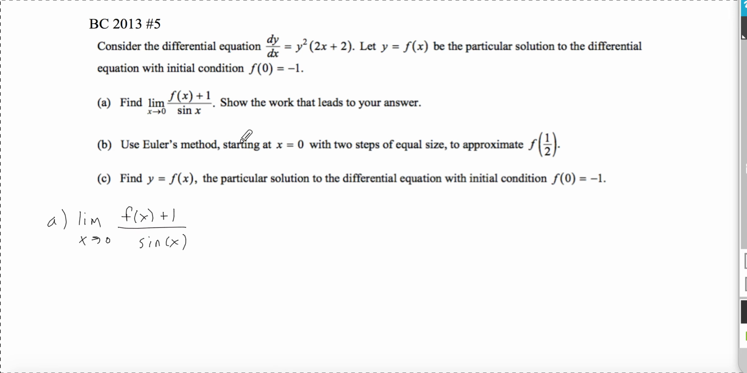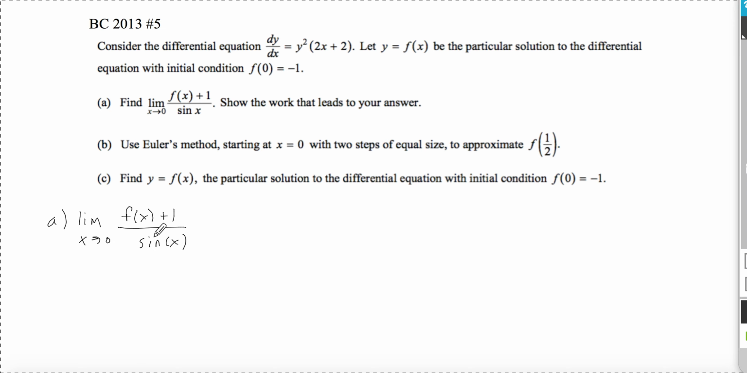All right, I want you to pause the video and give this one a shot. What tools have we learned so far this year that we could use to evaluate this limit? Try them out. Pause the video, go for it.